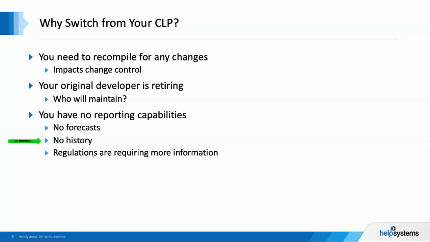We also see evidence of auditors and various regulations requiring you to provide evidence of who did what and when in terms of job scheduling. Using CL programs, or for that matter, work job schedule entry, doesn't provide that. There's no real reportable audit trail.